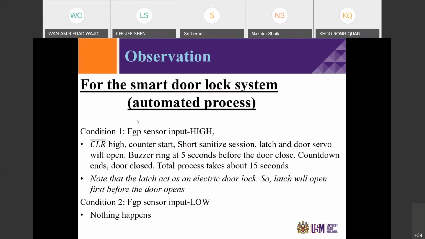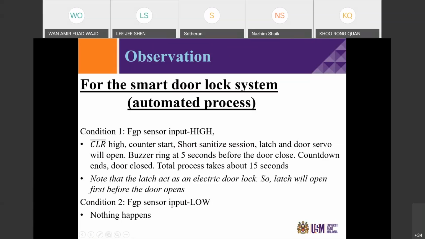Okay, so just now Nazim has already gone through it. Actually, it's the sensor high, then clock high, counter start, then sanitize session, then the motor will run, then the buzzer rings 5 seconds before the door closes. After the counter ends, the door will close. So the total process takes about 15 seconds. So the 15 seconds will be put on the counter.